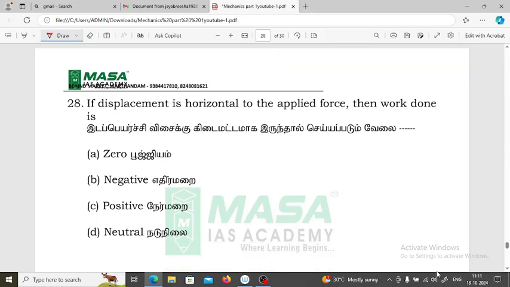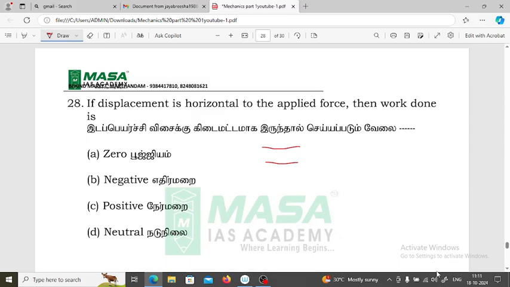28. If displacement is horizontal to the applied force, then work done is. Force and displacement are horizontal to each other. What does it mean when displacement is horizontal to the applied force? Displacement is horizontal to the applied force means force and displacement are in same direction.